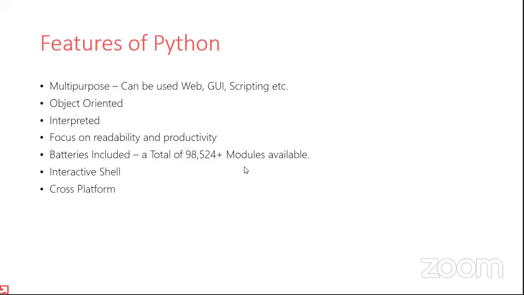And as I've given you a number, 98,524 plus, this is the count of modules that we have in Python. The more modules, the more functionality you have available. Now you can think of why Python is an unrestricted kind of programming language.